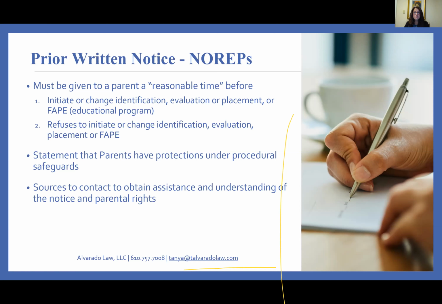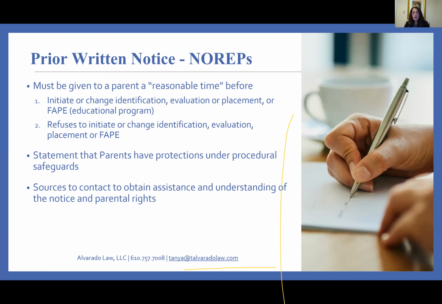So if they say something like, we're going to take away your speech and language services, that's a change of program. That's a situation where a NORAP has to be provided. And the NORAP is a document that tells a parent exactly what's going to happen. We're going to take this away. We're going to give this to you. We're going to change your child's classroom. We're going to put your child in a different school.